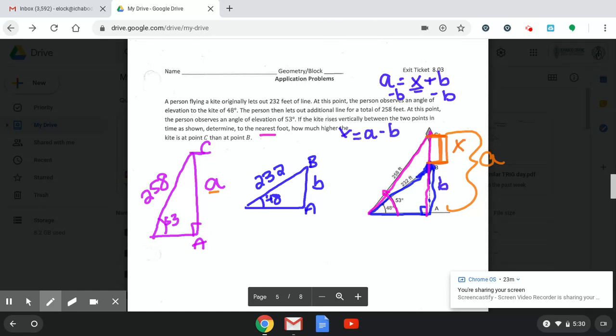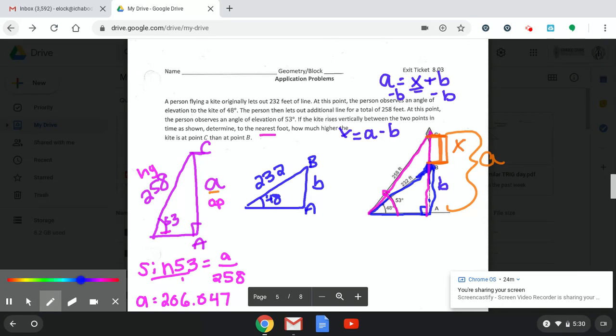So again, setting up our trig functions, from the 53-degree angle here in the first triangle, we have the opposite and the hypotenuse. So we're going to have a sine function, sine of 53 equals A over 258. And that measure A in your calculator would be 206.047. Because again, that's just a cross multiply case.